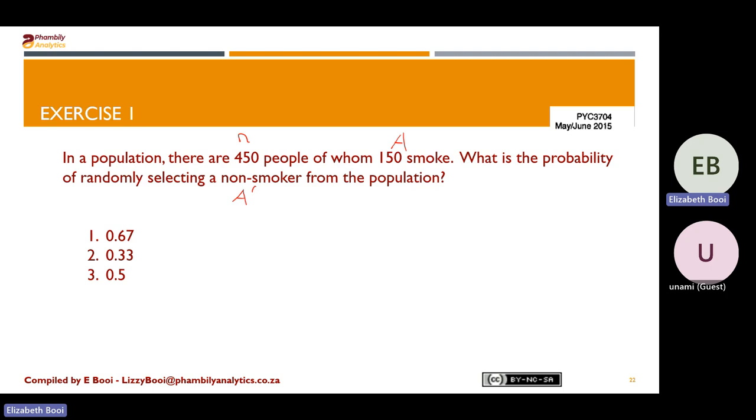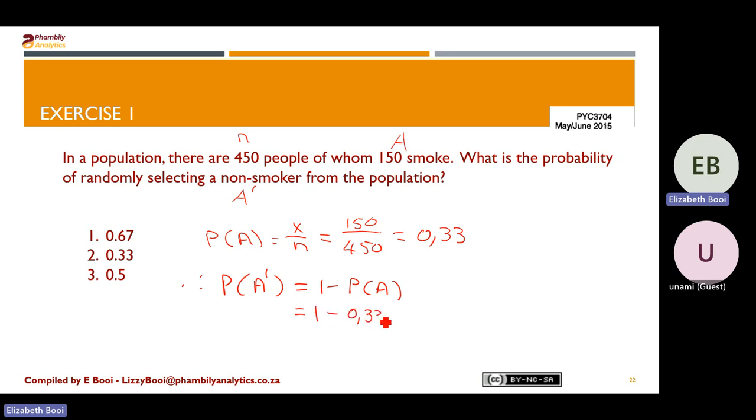So we need to calculate the probability of an A complement, right? We can calculate the probability of A, which is X divided by N, where X is 150 events satisfying, which is the smoking, divided by 450. That gives us 150 divided by 450, which is 0.33. Therefore, the probability of A complement, which is non-smoker, is 1 minus the probability of the event. So 1 minus 0.33, which is 0.67, which will be option 1.